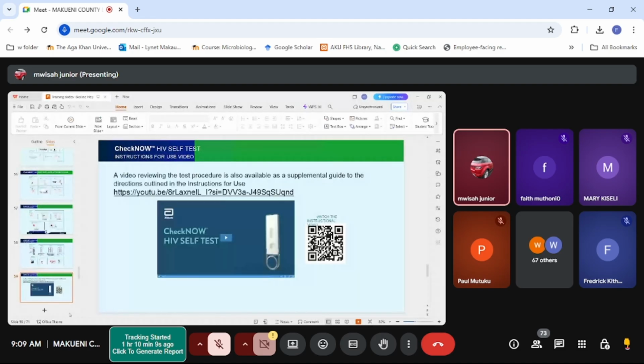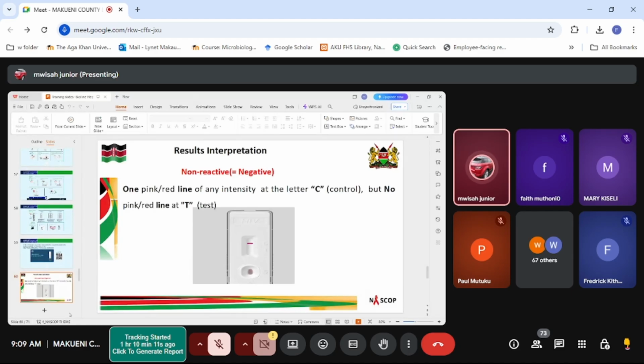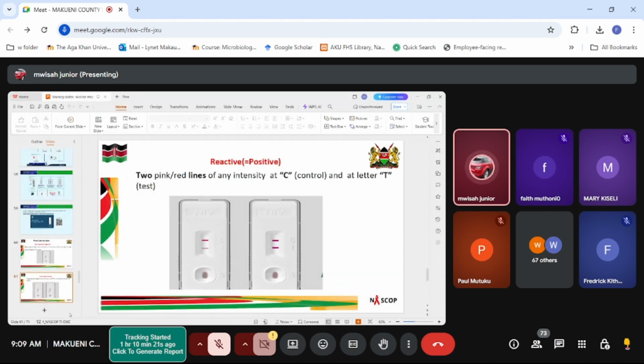So result interpretation: one pink or red line of any intensity at the letter C control, but no pink or red line at the T test, is a negative result. A reactive or positive result is two pink or red lines of any intensity at control and at letter T. That is a positive.